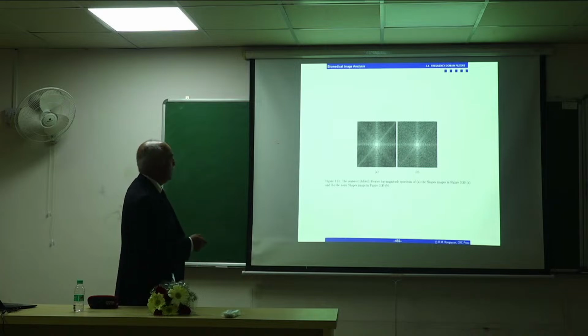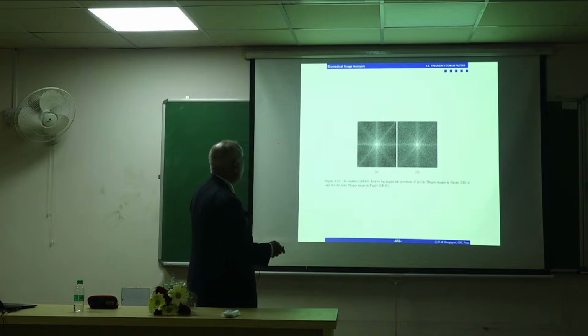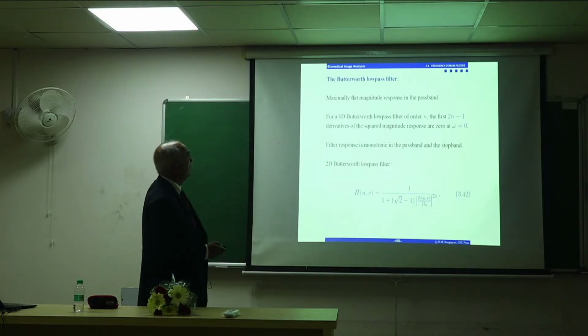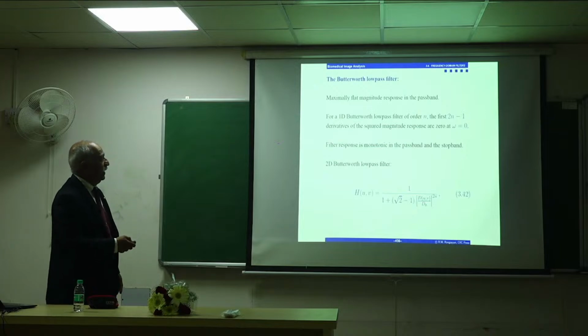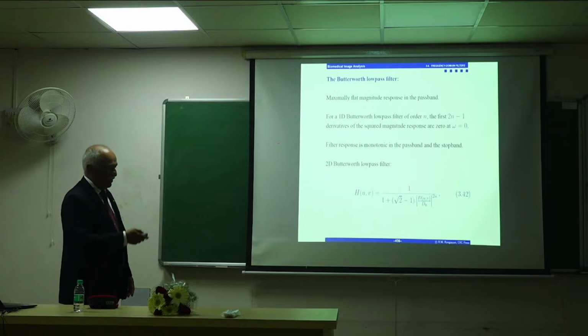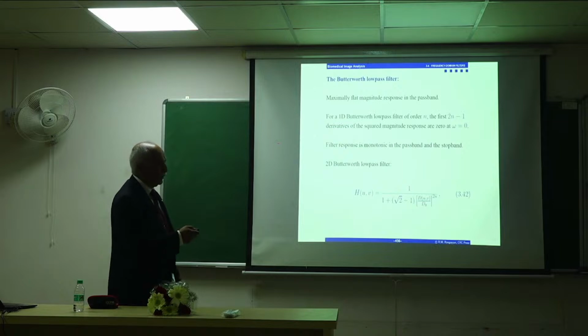So this is the spectrum of the shapes test image. This is with noise added. It's a little hard to see the difference. The Butterworth low-pass filter is defined in this manner. Gonzalez and Woods have this definition. In 1D, it is defined in a similar manner, but not exactly the same.